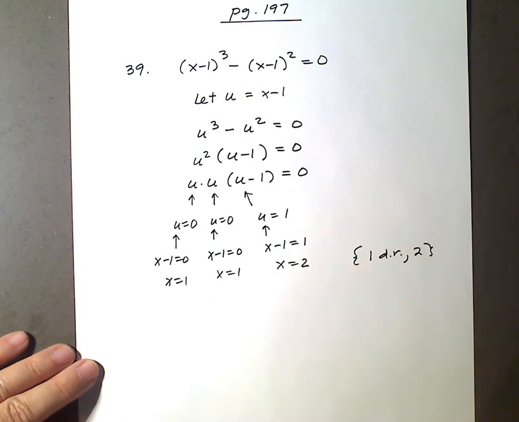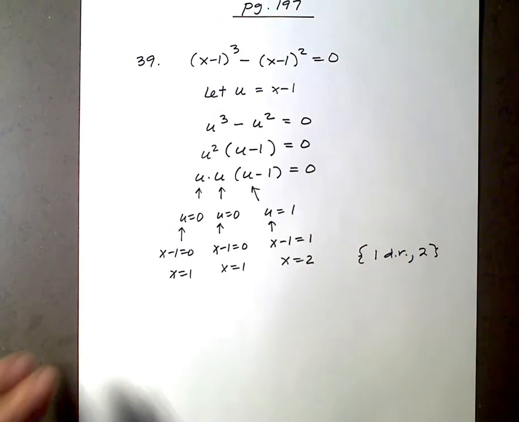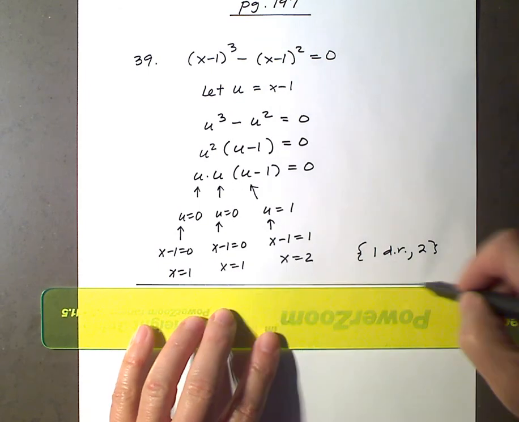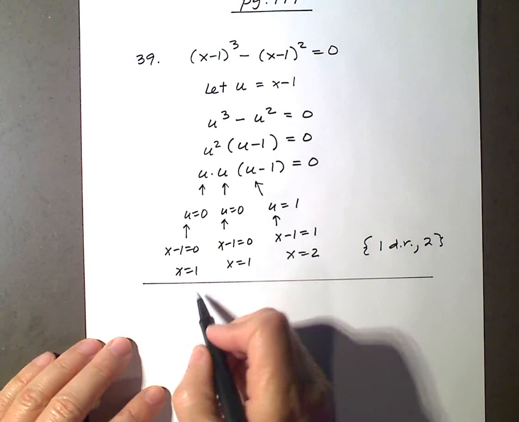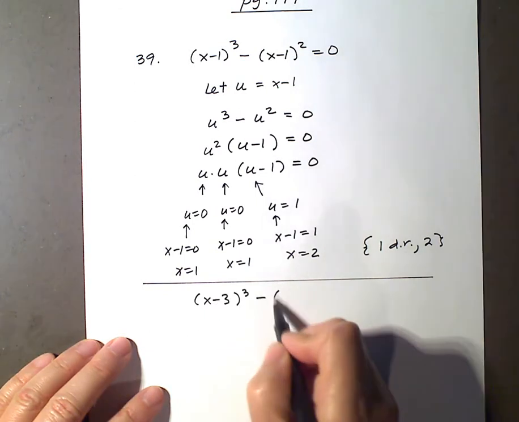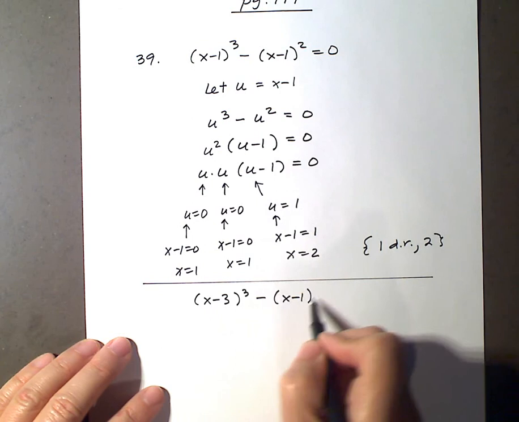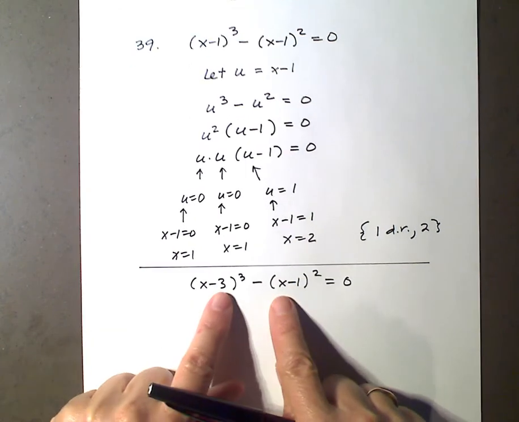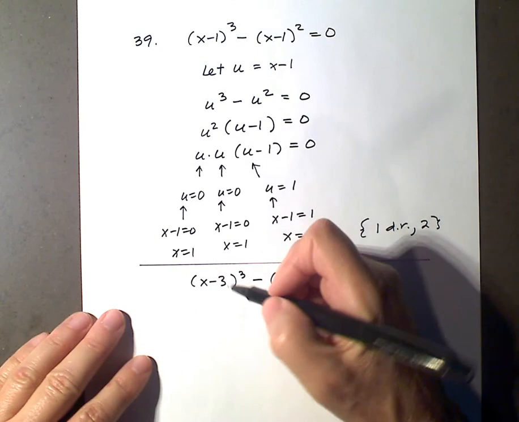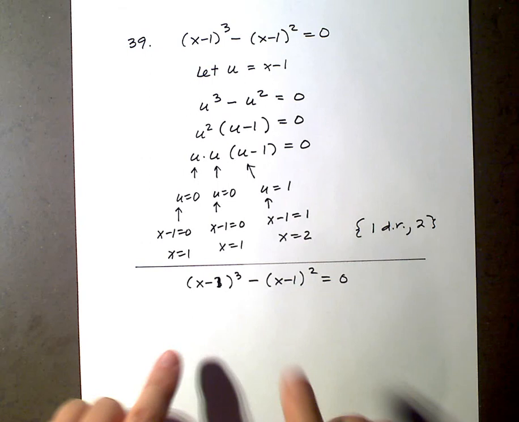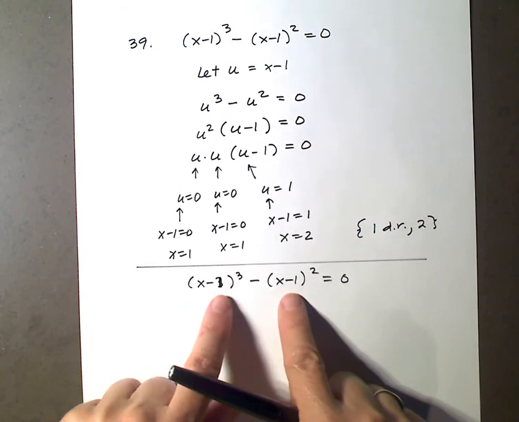So that would be one way to do this problem. I'm going to draw a line here and show a different method. Okay, so I'll rewrite the problem. Okay, if I look at the left side of this, oh, this isn't supposed to be x minus 1. It's supposed to be, I'm sorry, x minus 3. It's x minus 1. I've got x minus 1 in both these terms, in this and this.